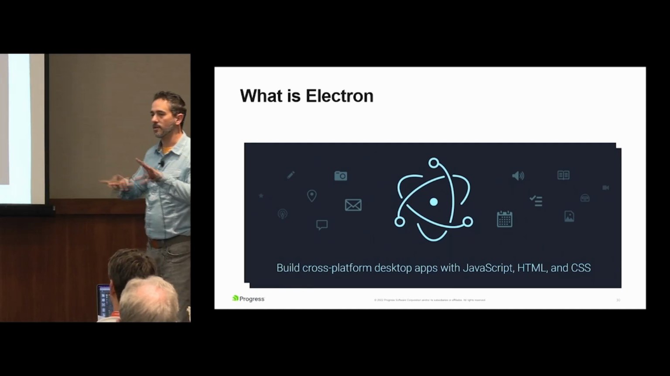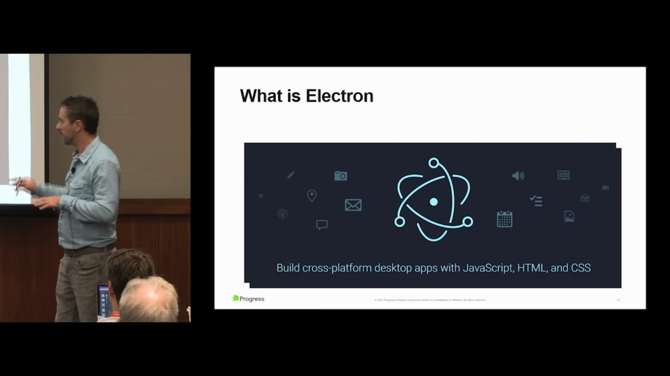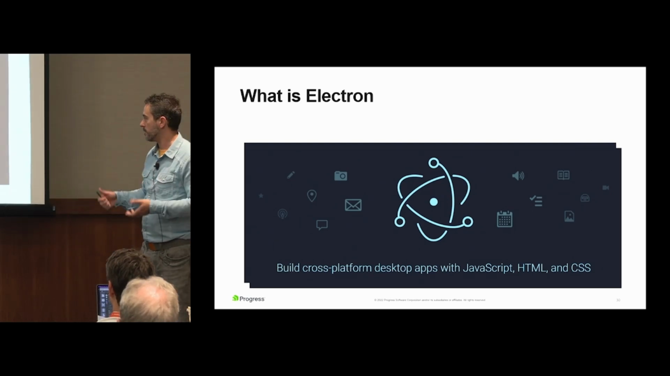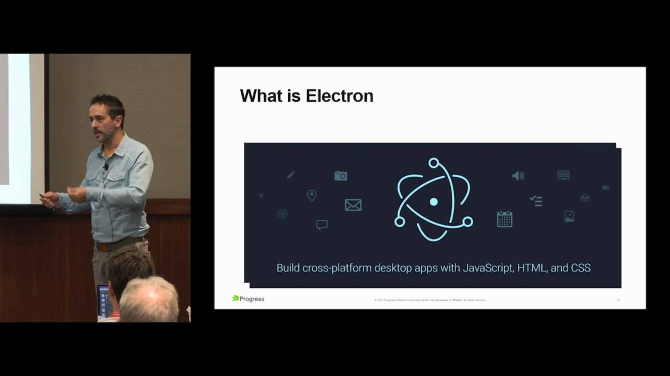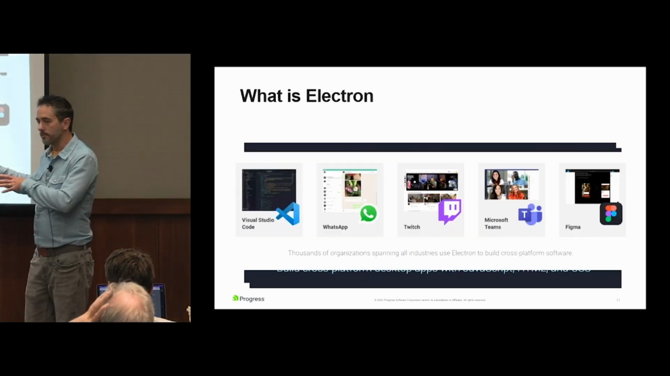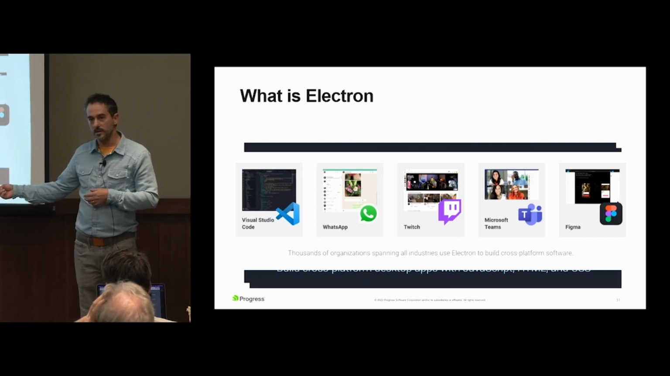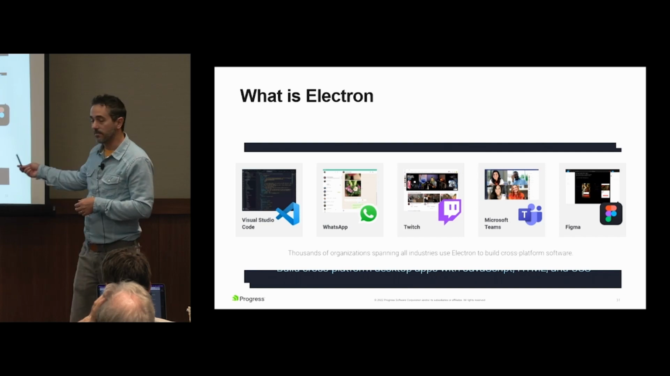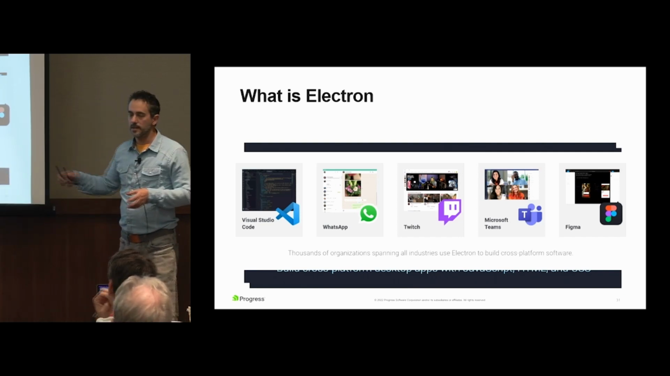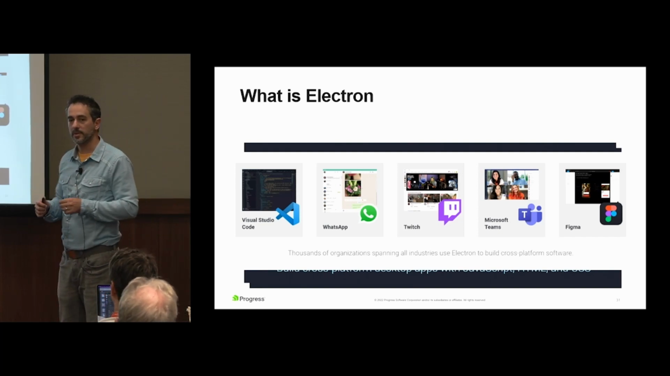So let's take a quick moment to talk about what Electron is. Electron is a framework that lets you build cross-platform desktop applications using JavaScript, HTML, and CSS. And there's a lot of really popular apps I'm sure many of you are familiar with, like Visual Studio Code or Microsoft Teams. Some of you might use Figma. These are all Electron applications. So this is building some pretty popular and big stuff.